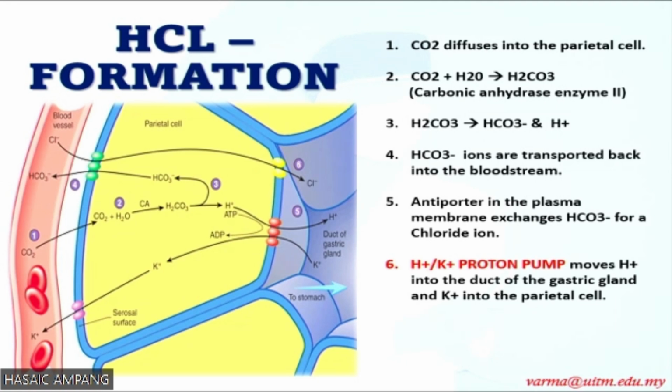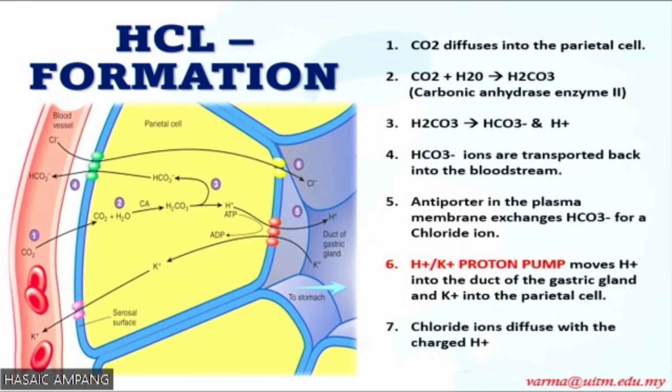Okay. The antiporter in the plasma membrane exchanges bicarbonate for chloride ion. Sorry, let me correct myself, this one is also an antiporter. So it exchanges the bicarb for chloride ion, and then your H plus K plus proton pump moves H plus into the duct or gastric gland and K plus into the parietal cell.